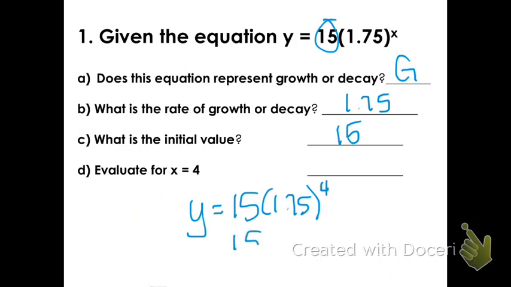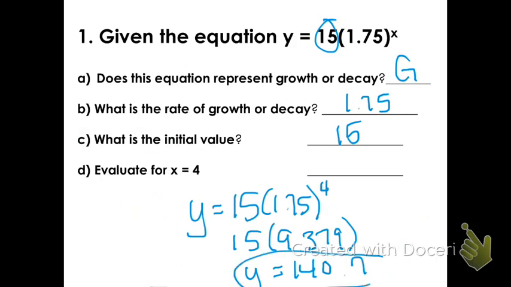So we have 15 times 9.379. Because you have to do exponents first, then you multiply that times 15. And voila, your answer should be 140.7, something around that number, okay? So 140.7 should be your answer for this one, okay? All right, good job. Let's move to the next one.